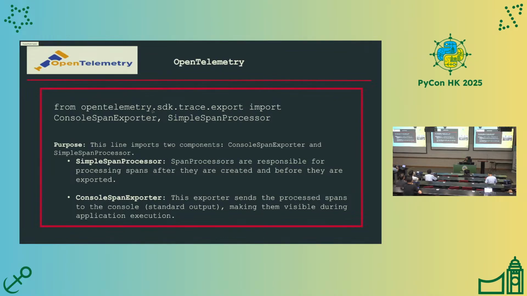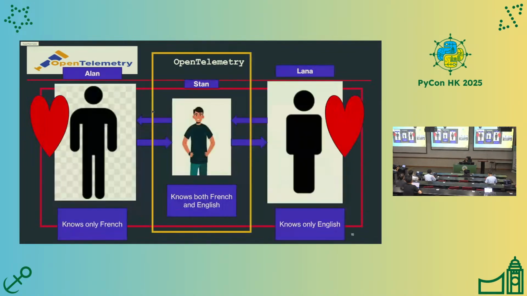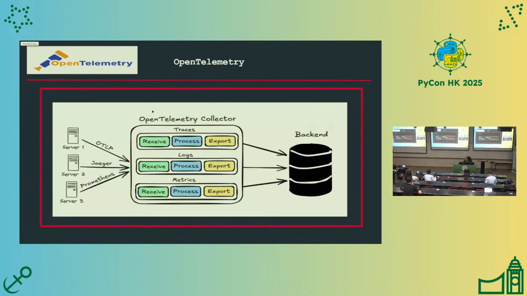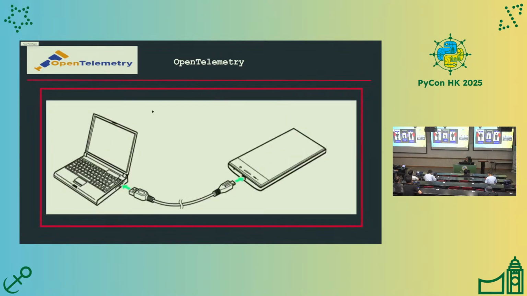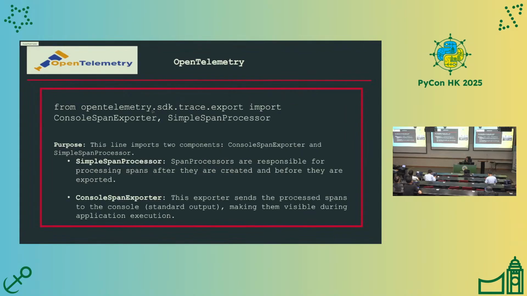Here you will see two imports. One is a simple span processor, and the second one is a console span exporter. If you notice, we had one diagram wherein we mentioned the architecture. You are going to receive some data, process it, and then export it. So this is where the span processor, the simple span processor, comes into the picture.